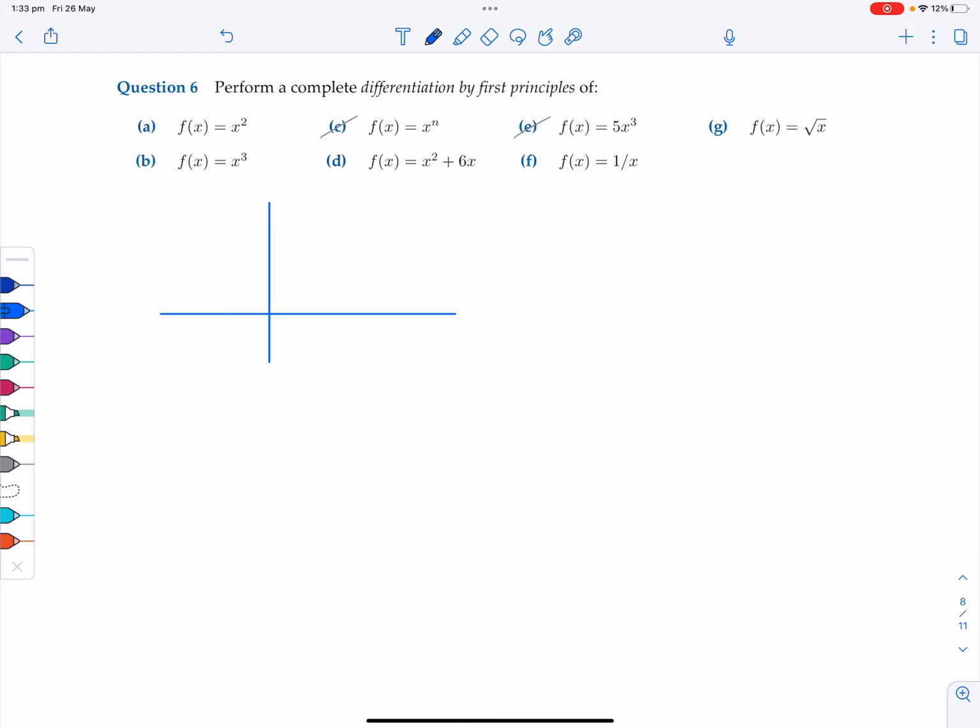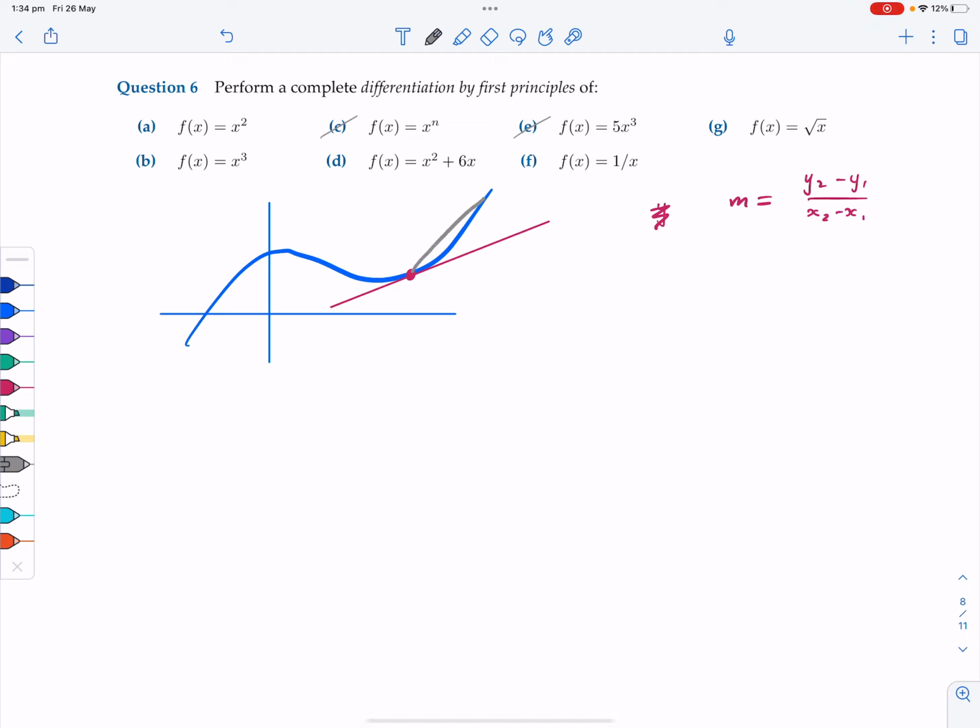So I have a function, and I want to know the equation of a tangent, right? But the problem is I only know, not the equation, I want to know the gradient of a tangent, but the gradient is y2 minus y1 over x2 minus x1. There's no other way to find a gradient than that. So what we do is we say, right, what if I get that point and one other, and now I can find a gradient, and that's an approximation of that.